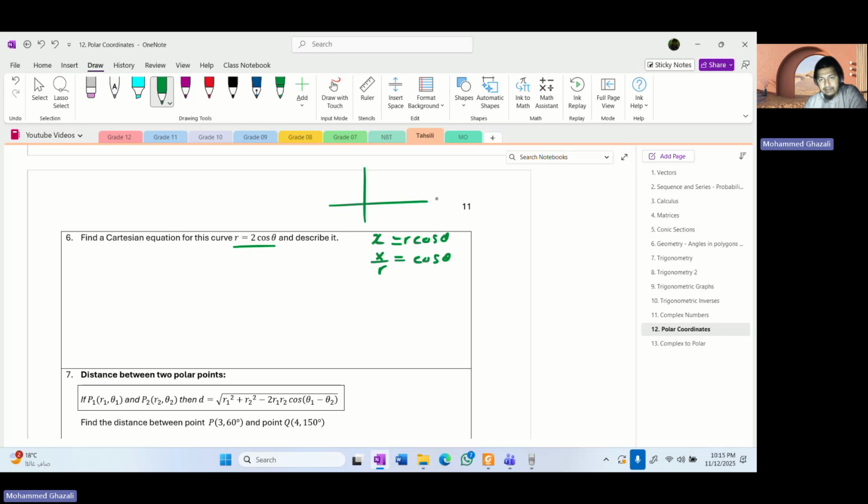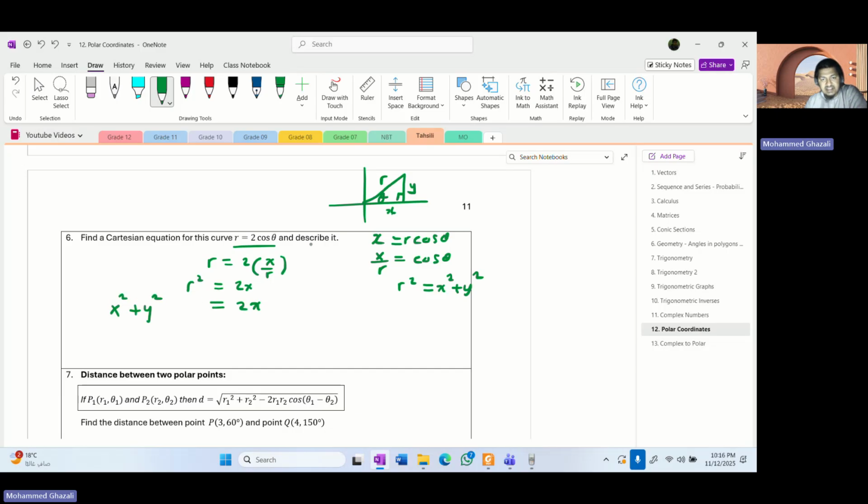If you remember the diagram, that's x, y, that's r, and that's theta. Cos of theta is adjacent over hypotenuse, so adjacent is x over r. So r is equal to 2 times x over r. Now multiply both sides by r, and you get r squared is equal to 2x. What is r squared? R squared is x squared plus y squared from this diagram. So you get x squared plus y squared is equal to 2x.